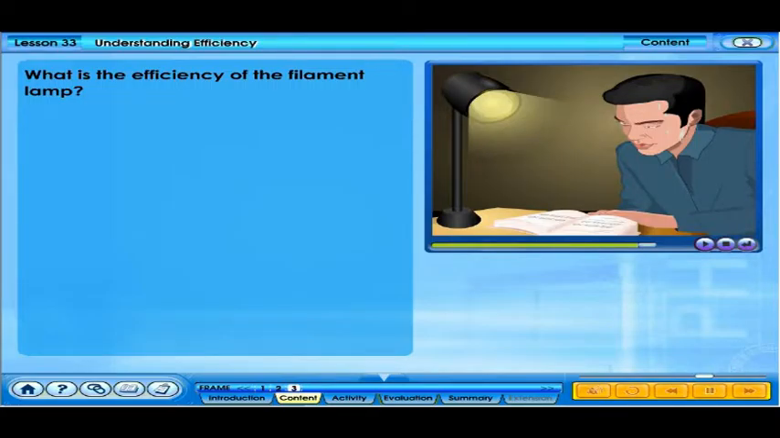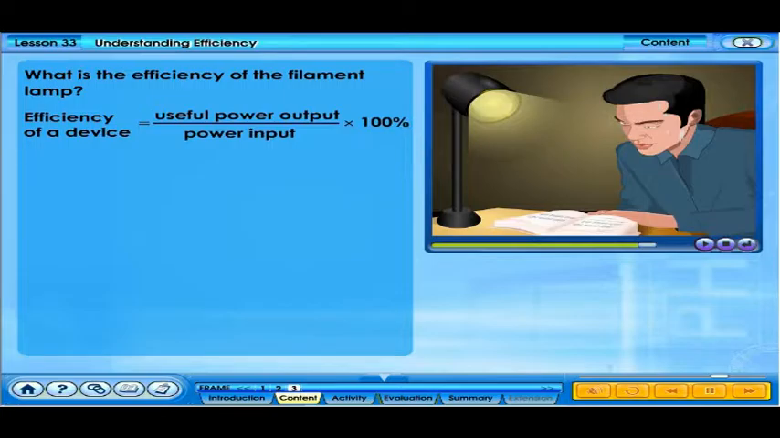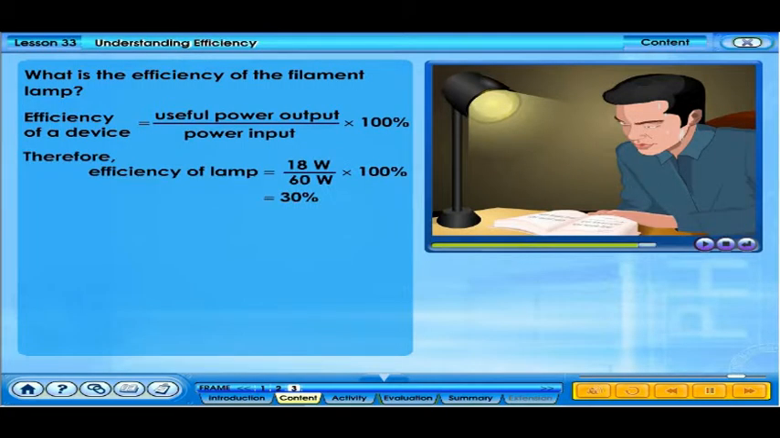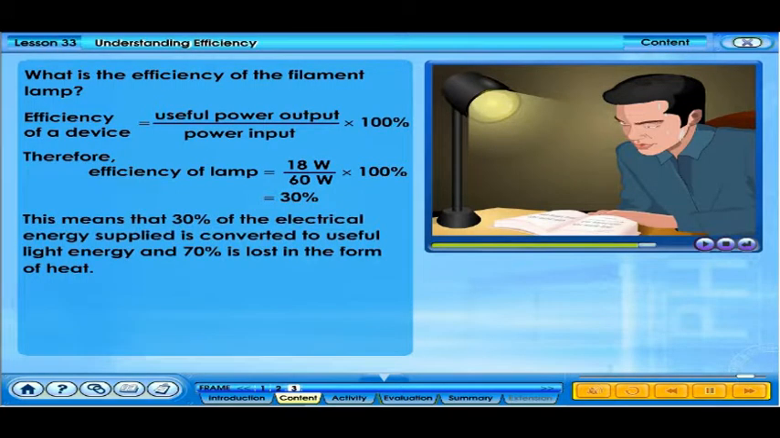The efficiency of a device can also be calculated by using the formula. The efficiency of a device is defined as the useful power output against the power input times 100%. Therefore, the efficiency of the lamp is 30%. This means that 30% of the electrical energy supplied is converted to useful light energy and 70% is lost in the form of heat.